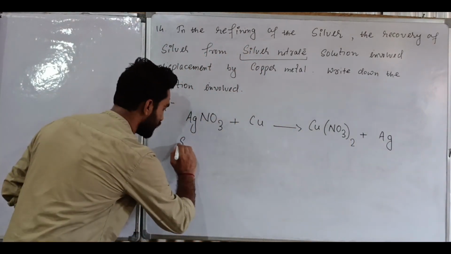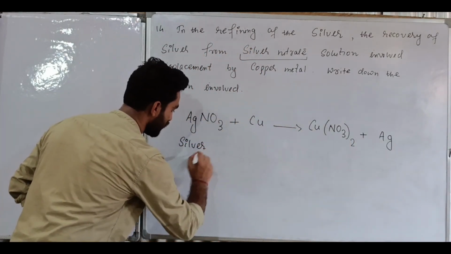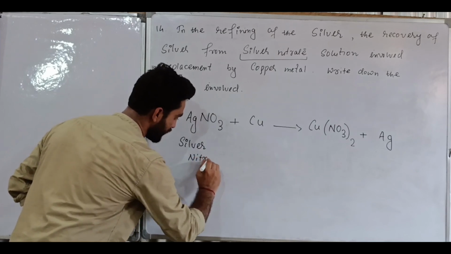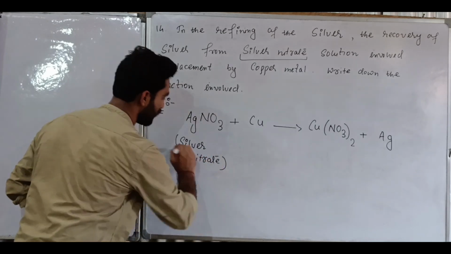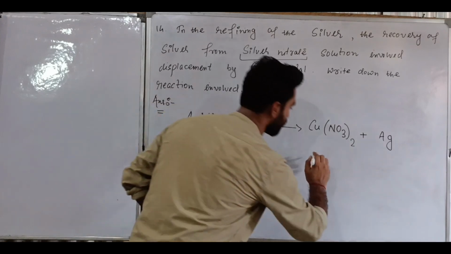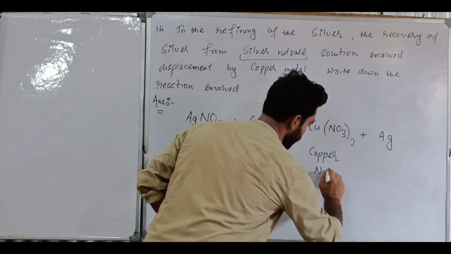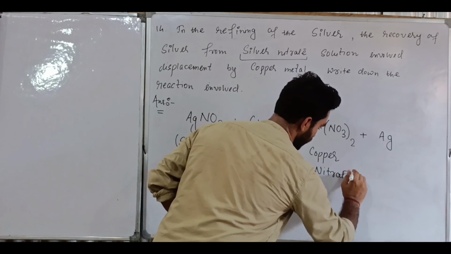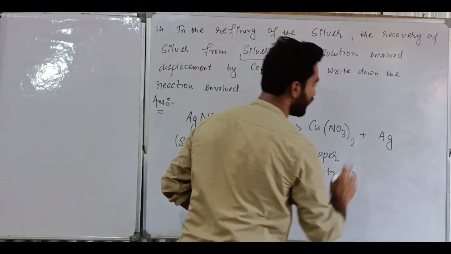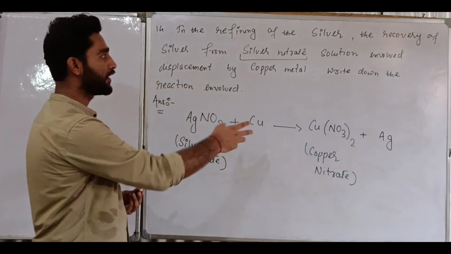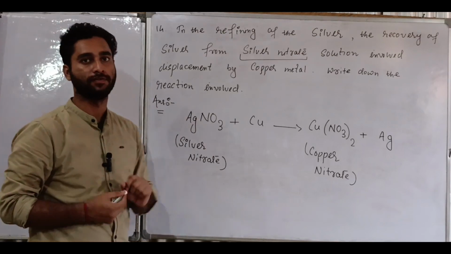So this one is silver nitrate, this one is copper metal, this one is called copper nitrate, and this one silver metal. So this is the reaction involved in the refining of the silver.